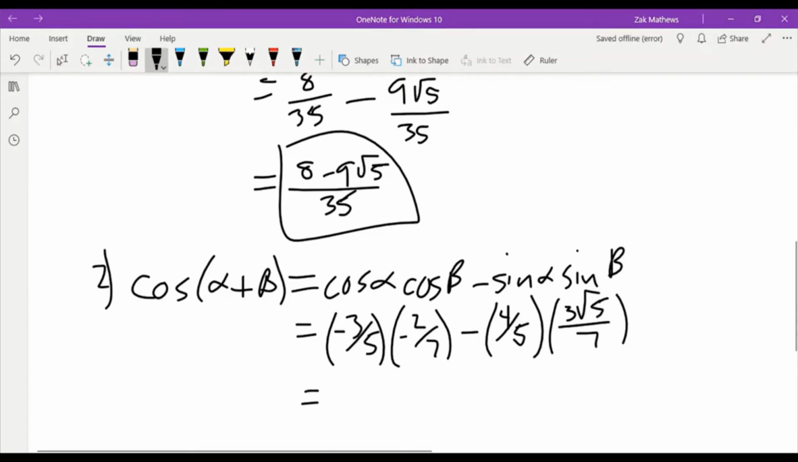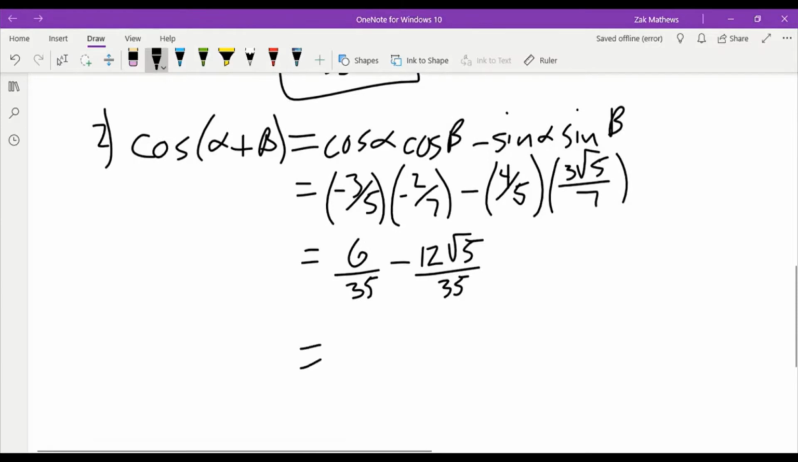So now I'm going to multiply them together. I get 6 over 35 minus 12 root 5 over 35. So we could put it together as 6 minus 12 root 5 over 35. I'm going to do the tangent really fast, because that one's very easy if we have sine and cosine.